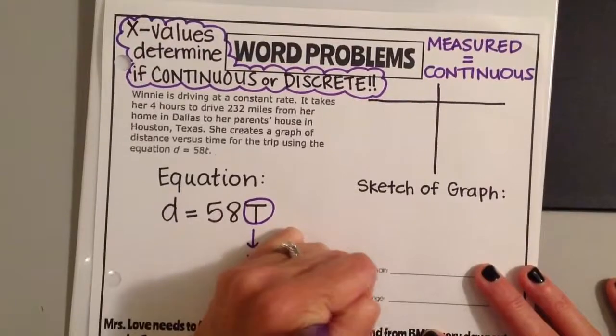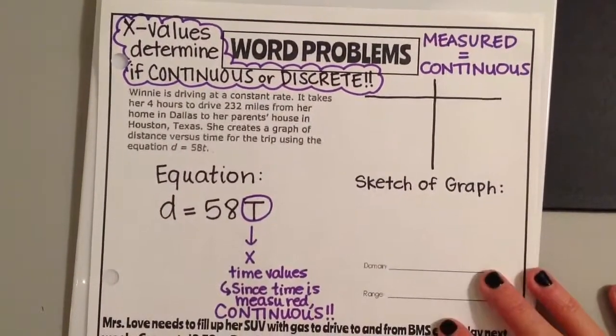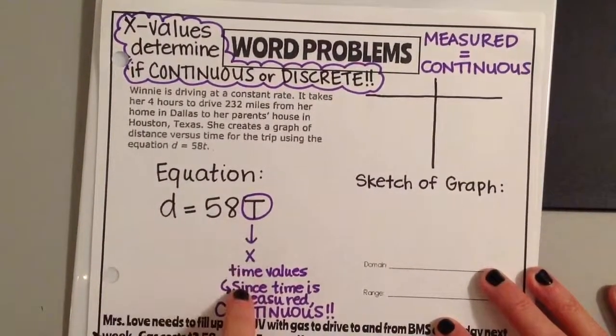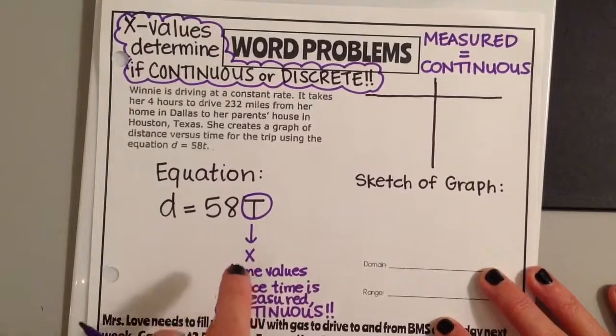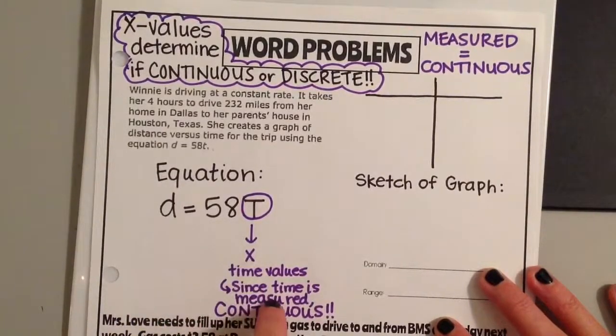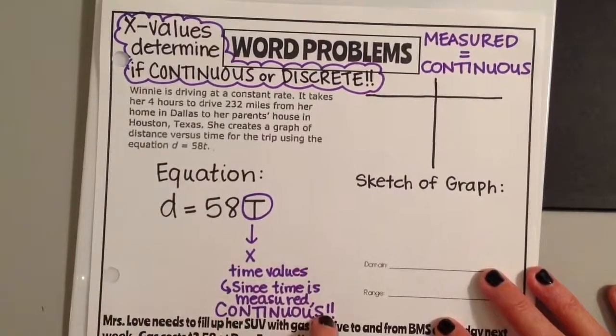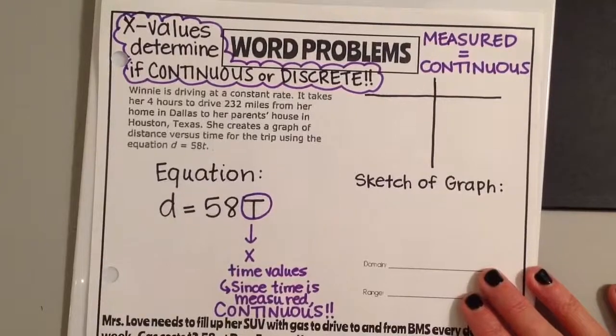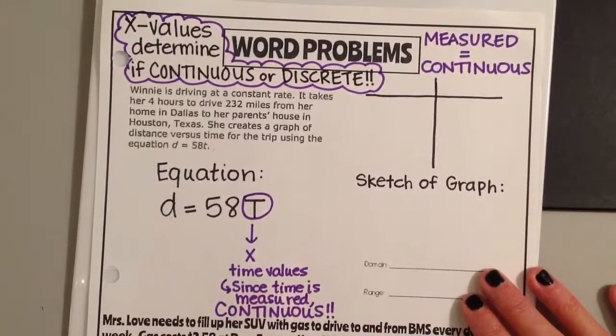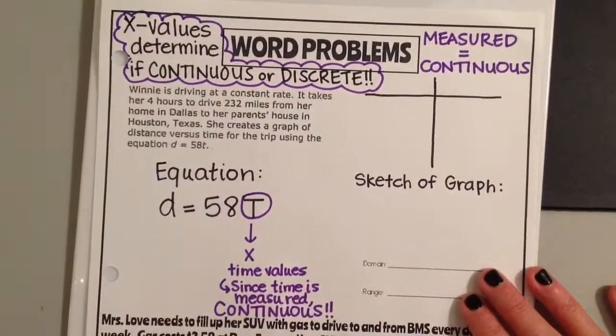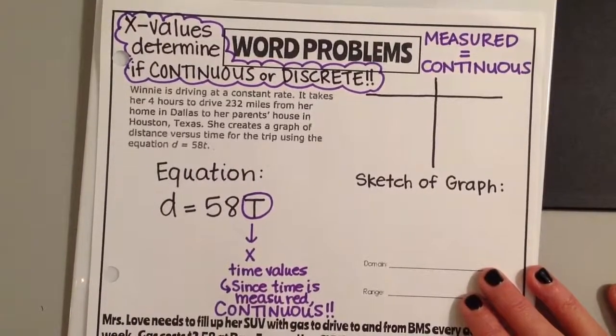Again, I did not talk about my y values. I only referred to my x values. And because we're talking about the quantity of time, it's measured, which means I need a tool, a clock, a watch, a timer. It's going to be continuous. I'm not going to skip through any times. We cannot skip over time. It has to happen naturally, and it has to flow in a continuous manner.